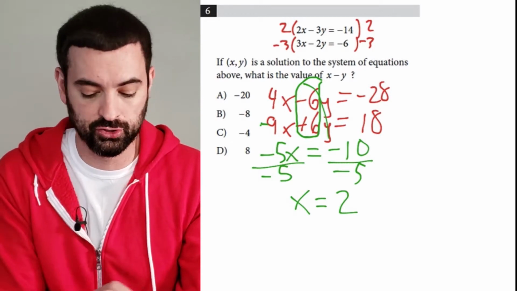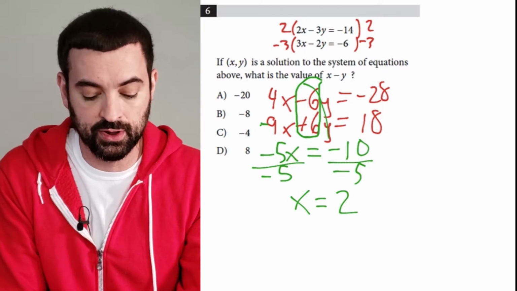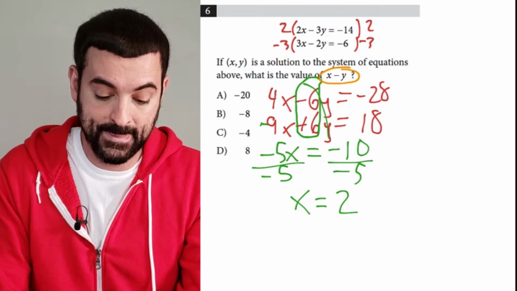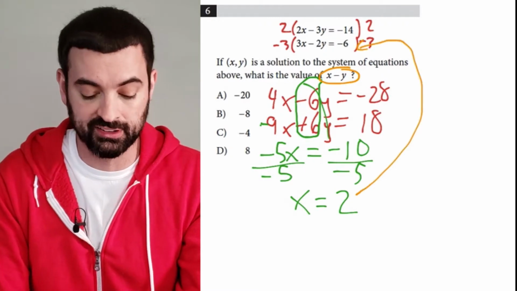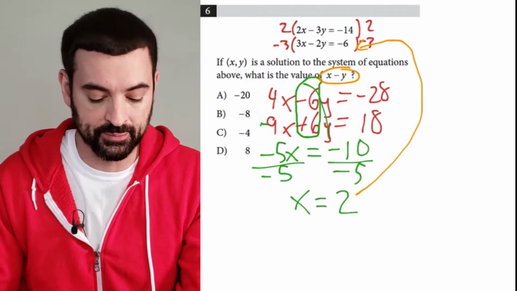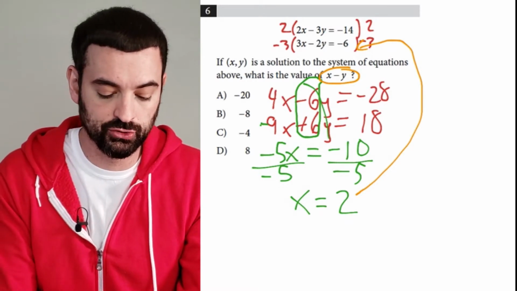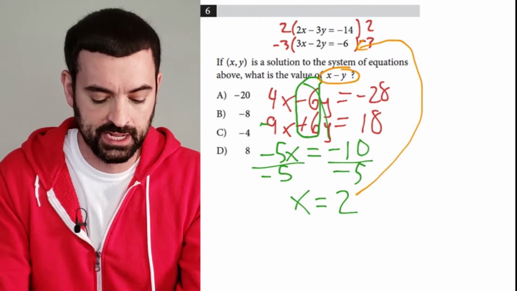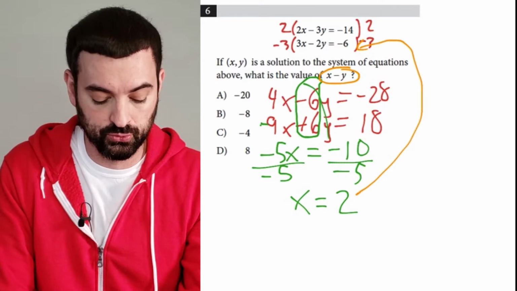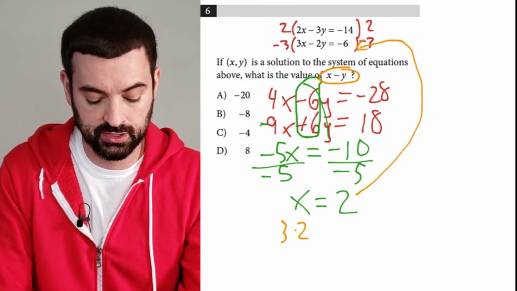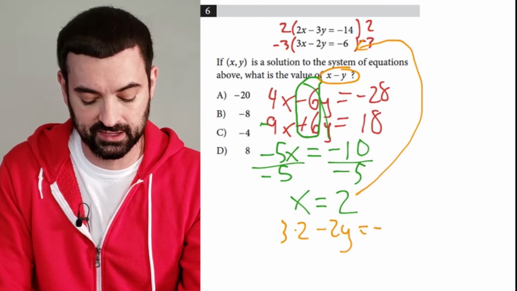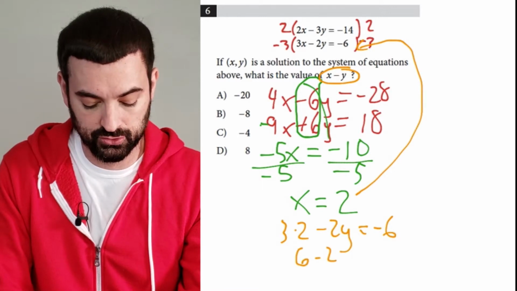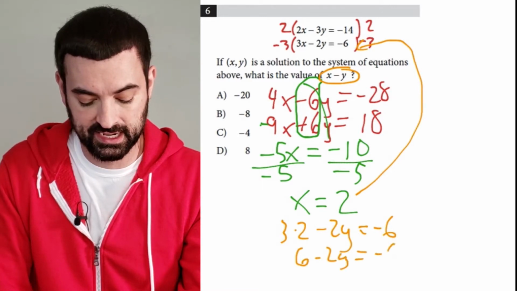I know that x equals 2. Again, answer the question they're asking. They want to know what x minus y equals. So now I need to put this 2 back into one of the original equations and solve for y. So, let's use this lower equation. It looks like it's dealing with a smaller constant on the right-hand side of the equation. I like that. So when x equals 2, we get 3 times 2 minus 2y equals negative 6, which means that 6 minus 2y equals negative 6.